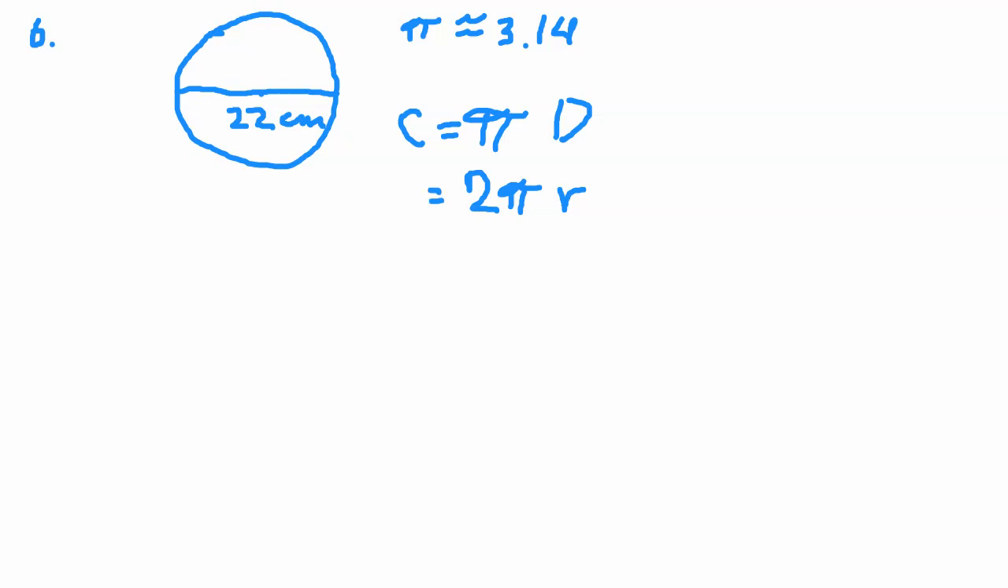Okay, so let's go ahead and plug in here. We have pi times our diameter, so that's going to be pi times 22. And if it tells you to give your answer in terms of pi, you just say the answer is 22 pi. If you're supposed to give it as an approximation with 3.14 as the approximation for pi, then we would put in 3.14 and take that times 22.